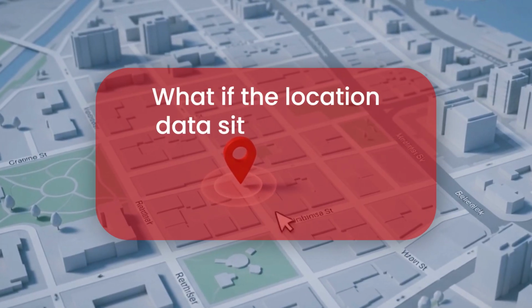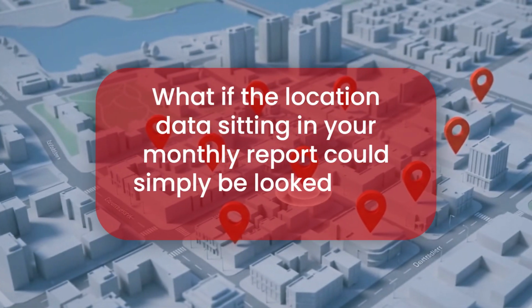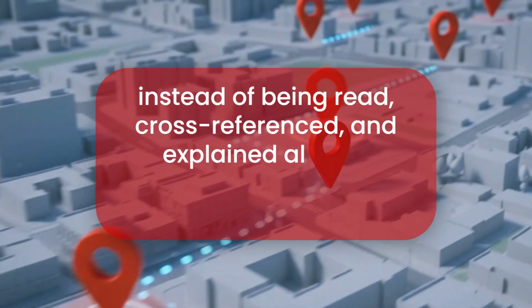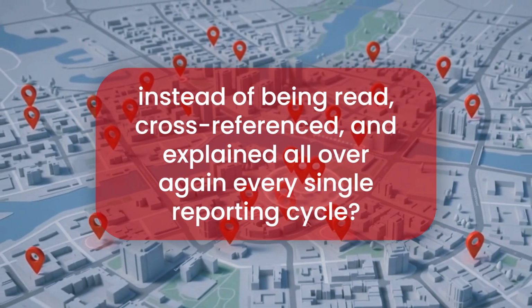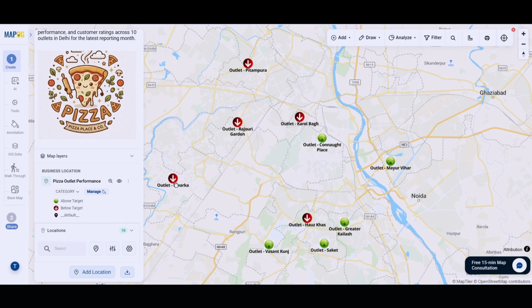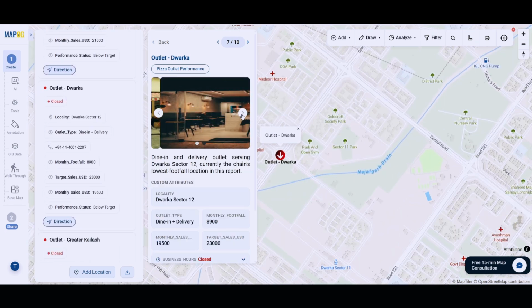What if the location data sitting in your monthly report could simply be looked at on a map, instead of being read, cross-referenced, and explained all over again every single reporting cycle? In this video, we'll show you how to turn a static report into a fully interactive map visualization using MAPOG.